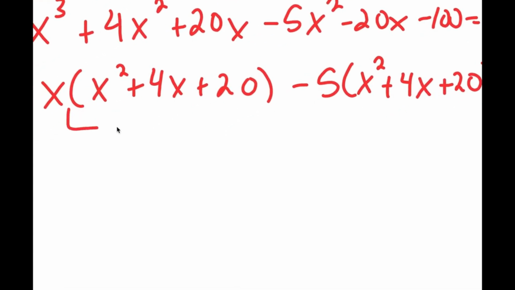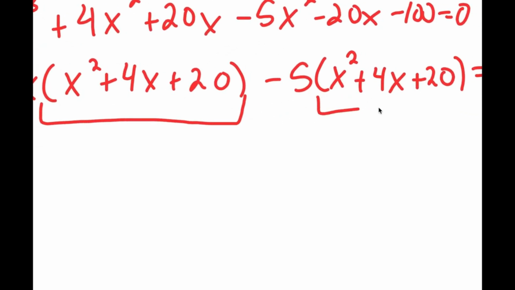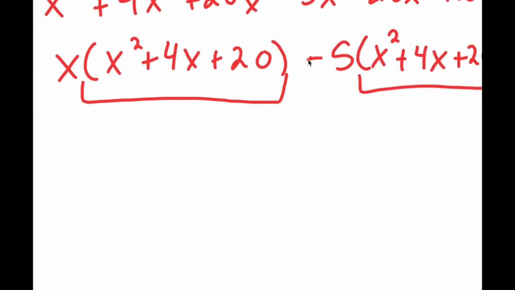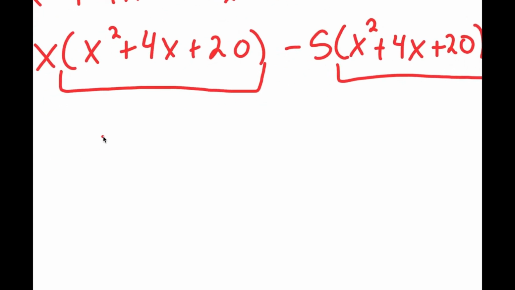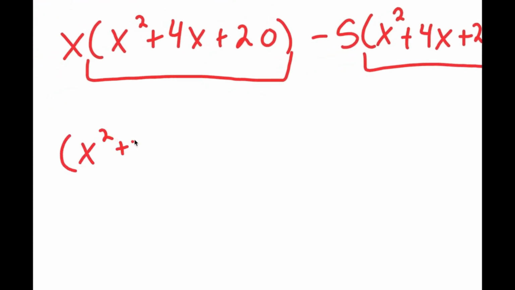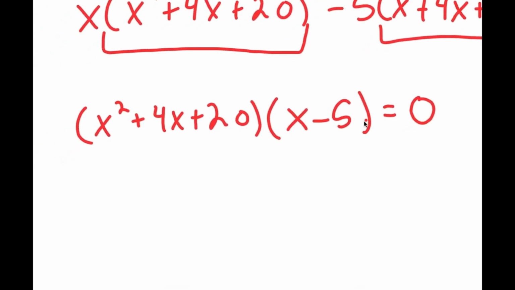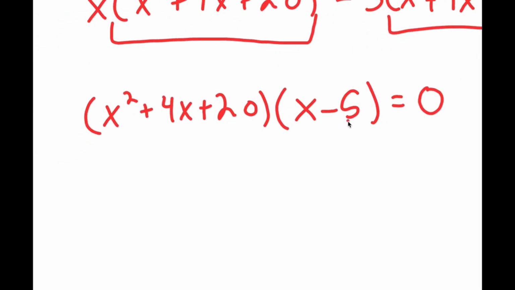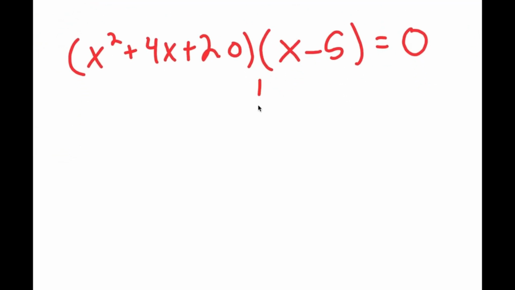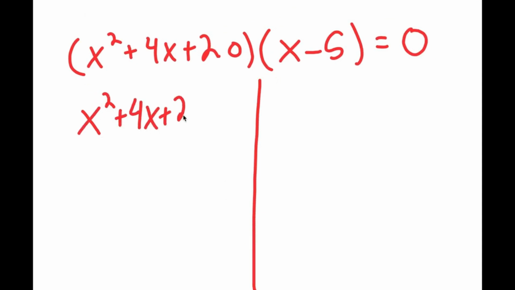And now notice how both of these terms have x squared plus 4x plus 20 in them. So now from here, if I factor out x squared plus 4x plus 20, I get x squared plus 4x plus 20 times x minus 5 is equal to 0. And this gives me two equations. I get x squared plus 4x plus 20 is equal to 0, and x minus 5 is equal to 0.